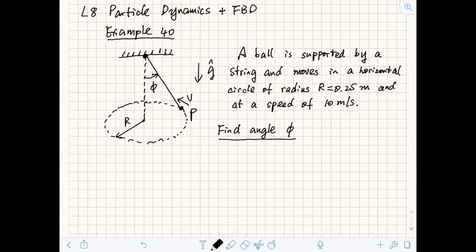In this video, we're going to continue on particle dynamics and free body diagrams. We'll do example 40 on the lecture notes.